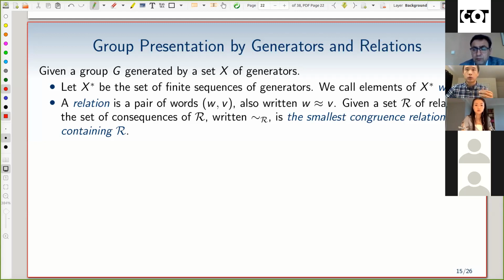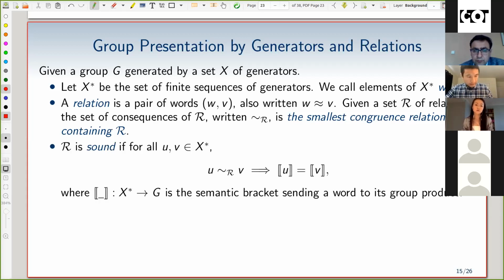So we have two words. For example, if we have a word A and word B, and we know A is related to A prime, B is related to B prime, then A concatenated with B is related to A prime B prime. Because in X star, all the words form a monoid, so the operation, the multiplication, is concatenation. You put two words together, you get a new word. And so yeah, that's the congruence rule. So the smallest congruence relation containing R, we call that the consequence of R.